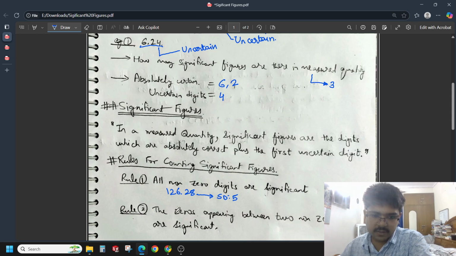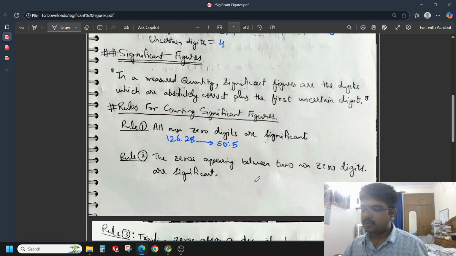The second rule states that the zeros appearing between two non-zero digits are significant. So take 7.025. The zero appears between non-zero digits, so it must be significant. So we have 1, 2, 3, 4 significant digits, that is 4.